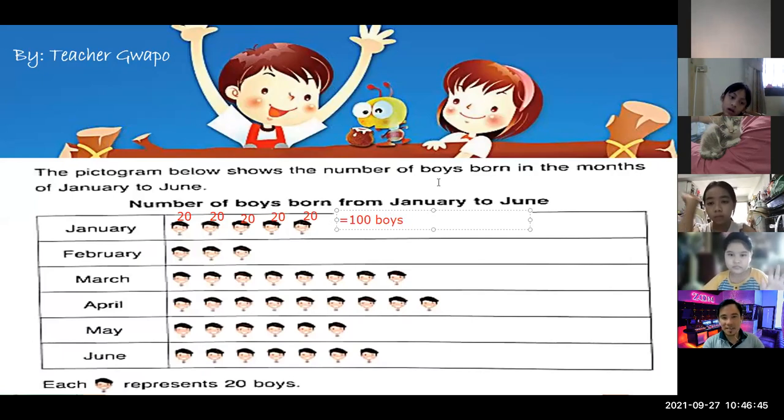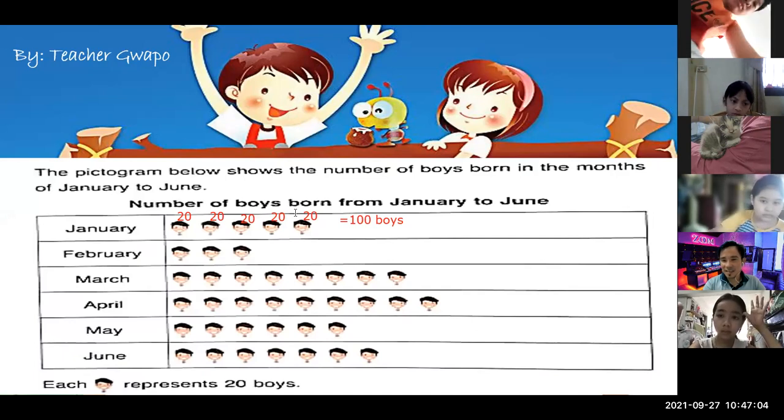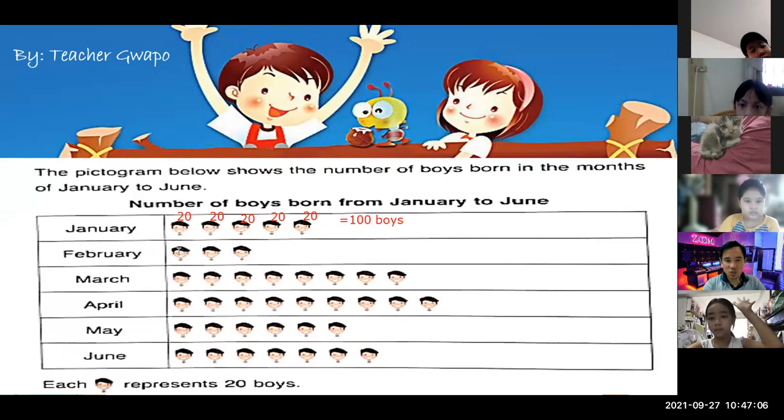Very good. How about in February? February, how many boys? 16 or 60? You can unmute your microphone. Okay. So here, 20 plus 20 plus 20 is equals to 60. How about in March?